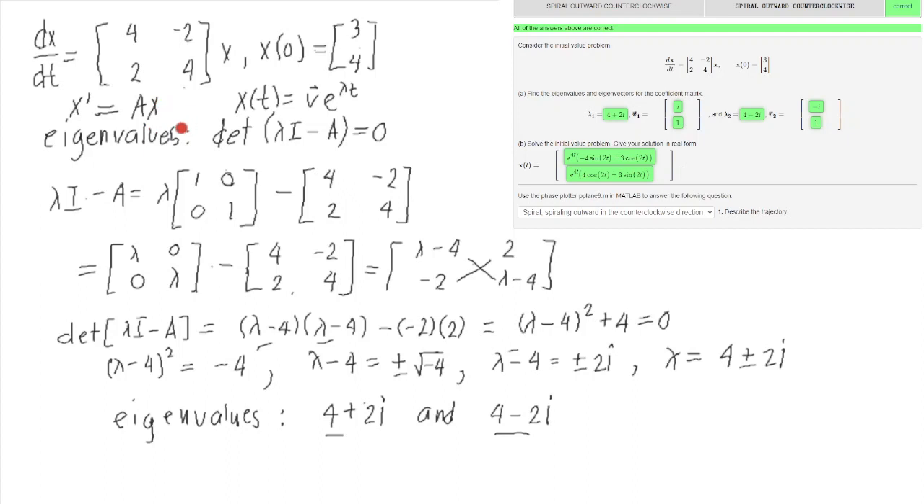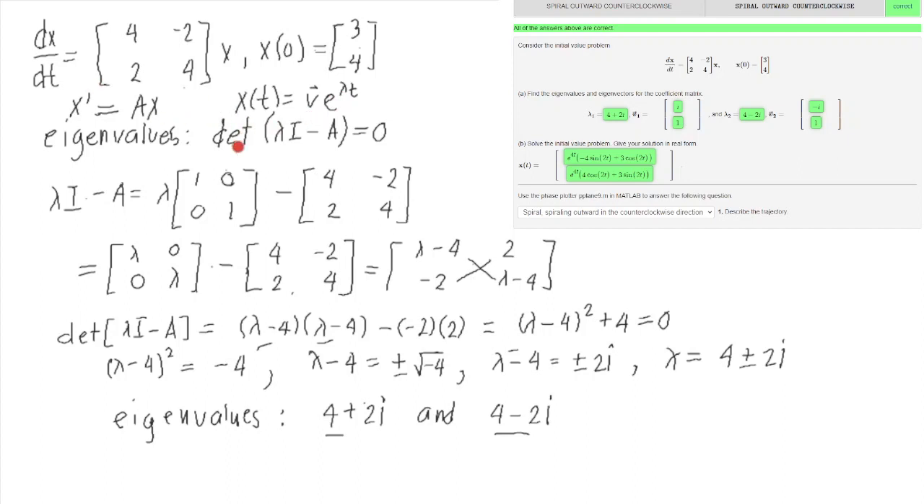Now, we're going to find the eigenvalues and eigenvectors for the coefficient matrix and substitute that into this form to find our solution x(t). Our x(t) is equal to v e^(λt), where v is your eigenvector and λ is your eigenvalue. Now, let's first find the eigenvalues of this problem.